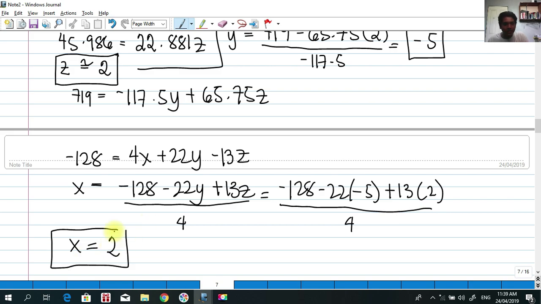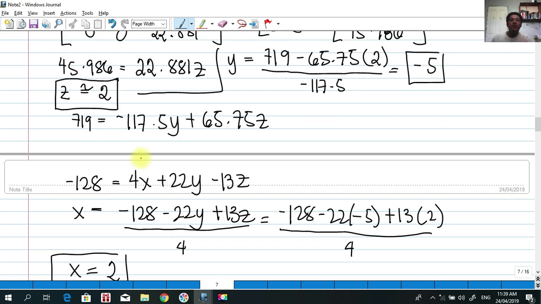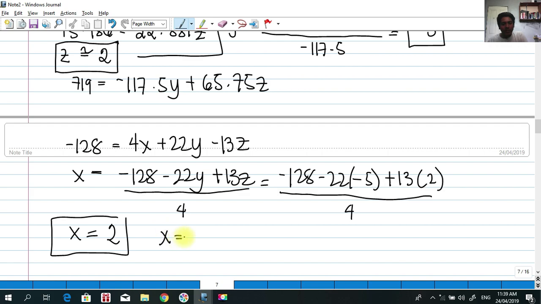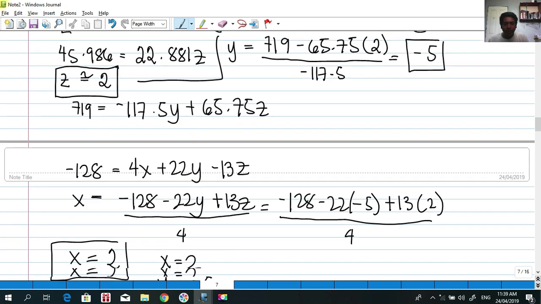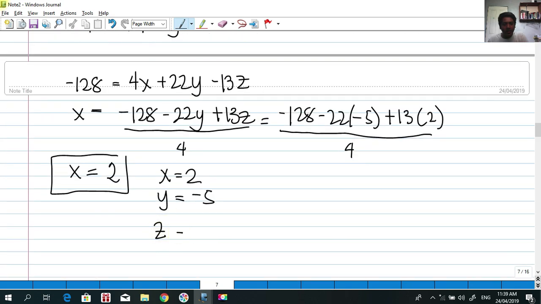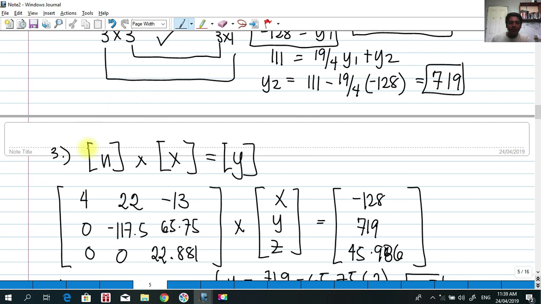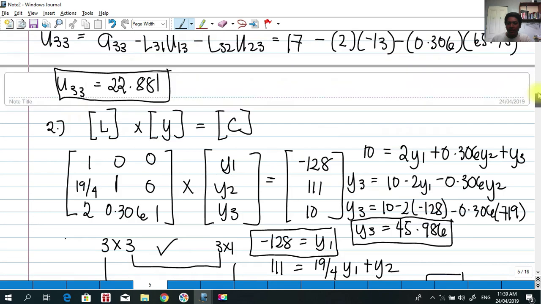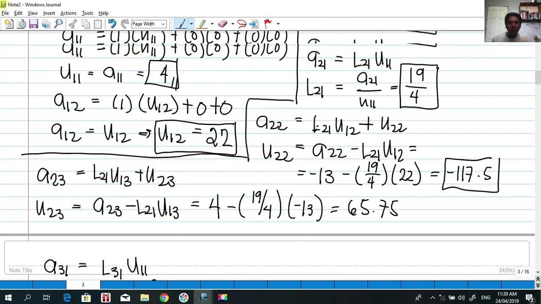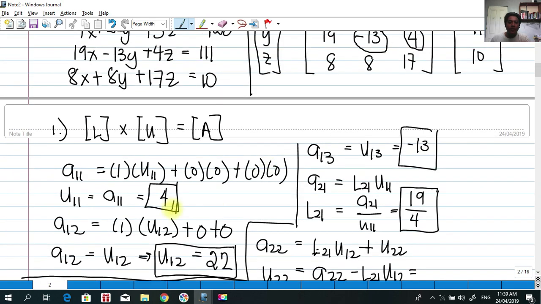Hence, our answer for this system of linear equations, the unknowns are, again, x is equal to 2, y is equal to negative 5, and z is equal to 2. So this should be our answer. And that's Doolittle's method. I hope you learned something, and I hope you could try this at home, any systems of linear equations.